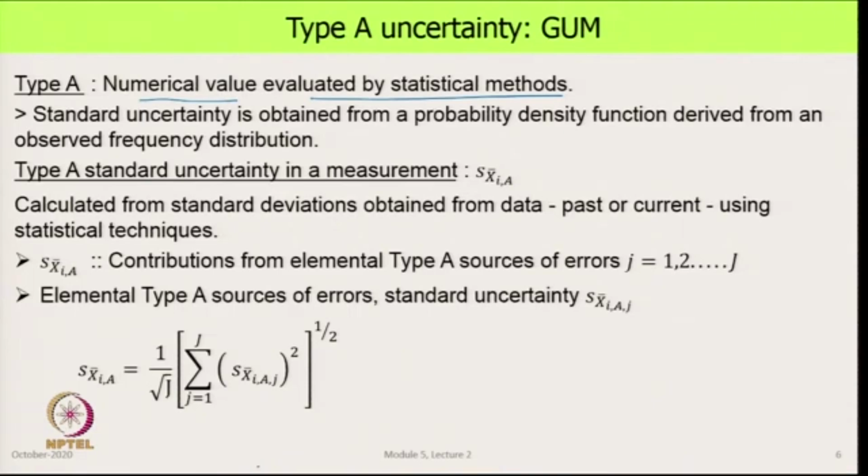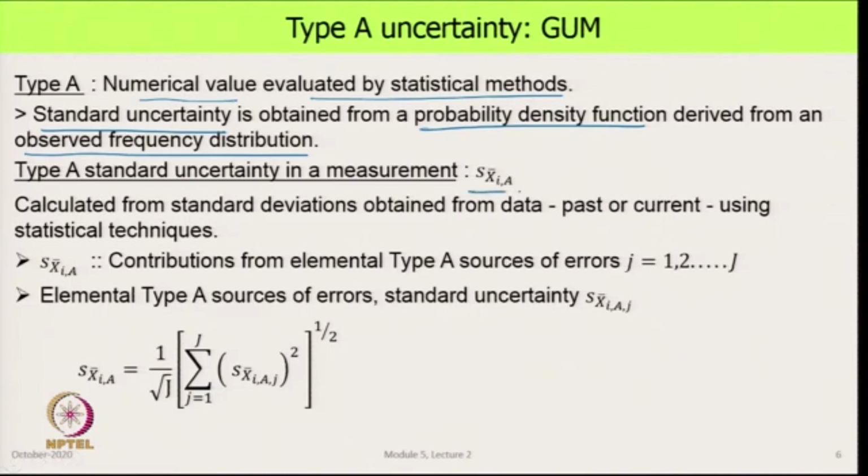Further, what we mean by statistical methods is that we have observed data, an observed frequency distribution, that means data that we collect and present as a frequency distribution. From that we derive a probability density function, and from there we get the standard uncertainty. So, the standard uncertainty for type A errors is obtained from a probability density function derived from an observed frequency distribution. So, this is real data from which we made a frequency distribution and then calculated all the statistics.